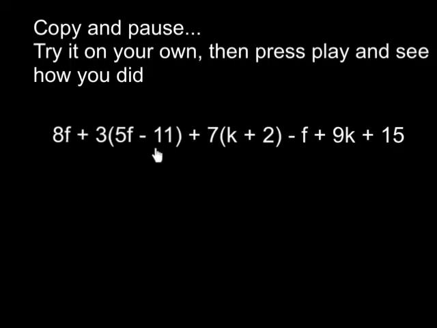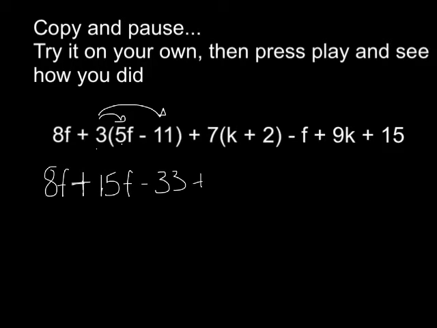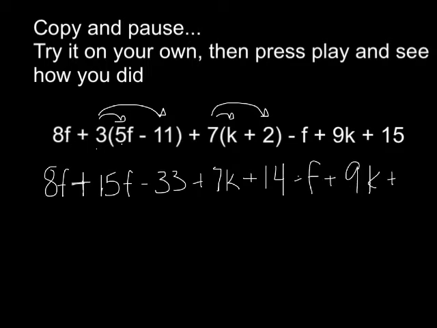We need to find what we need to do first. We have a multiplication here and a multiplication here, so let's execute those. Copy down the rest. I'm going to copy down 8f. I'm going to do 3 times 5f, which is plus 15f. 3 times negative 11 is negative 33, plus this next set of multiplication. 7 times k is 7k. 7 times 2 is plus 14. Copy down the rest. Minus f plus 9k plus 15.